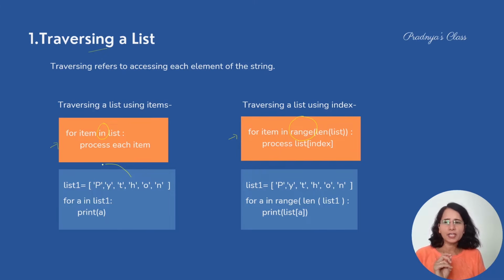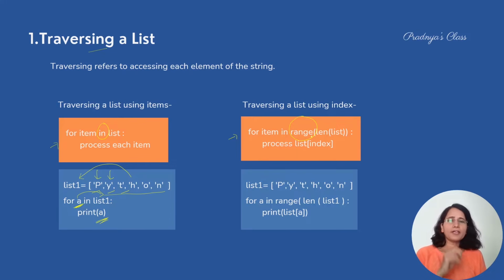I have initialized one list to the variable list1. Now I am taking one variable to iterate to each element of the list. So we will write in this way: for a in list1, and we are printing the values of the list. So a will traverse each and every element of the list and it will get printed. So we will get this output.